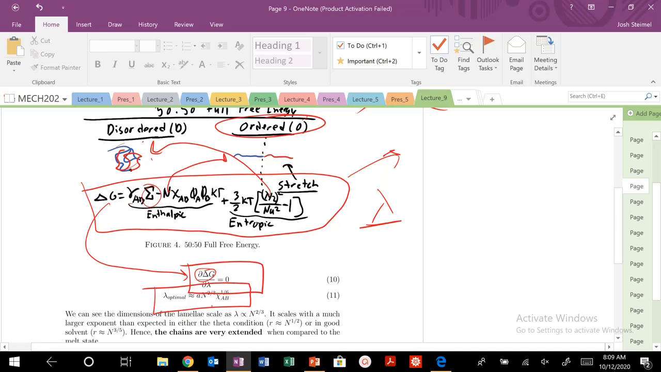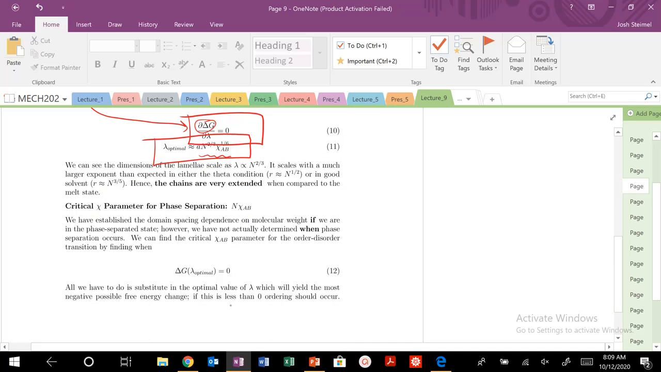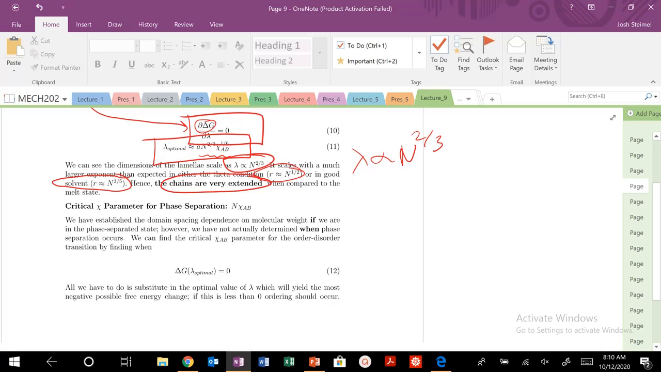And you can see here, there's some really interesting scaling behavior. So lambda scales with N to the 2/3. What does this scaling tell you about how stretched out these chains are? The chains are really, really extended, because this exponent is basically 0.66. For a really, really good solvent, we're just at 0.6. And we're really large compared to our melt state. So these chains are very, very extended in order to minimize those AB interactions.